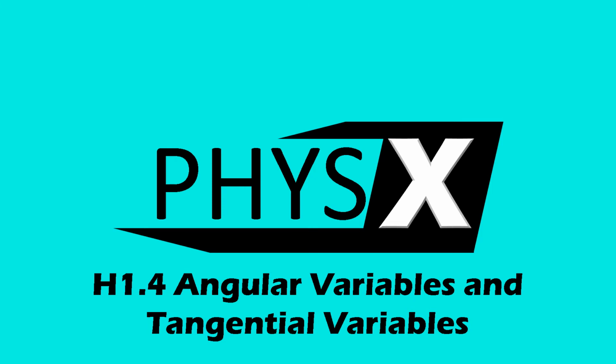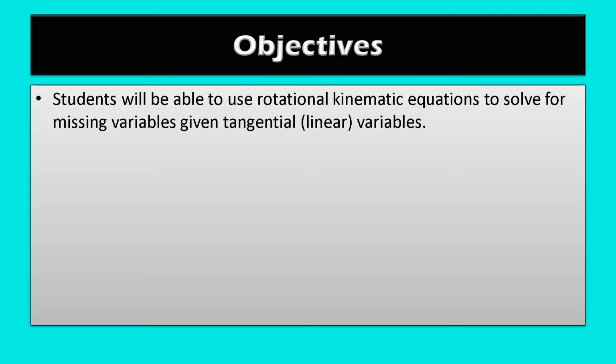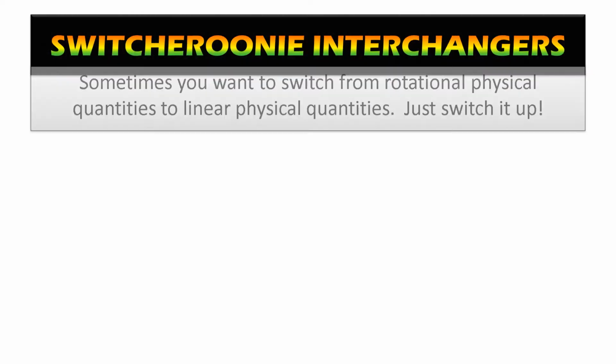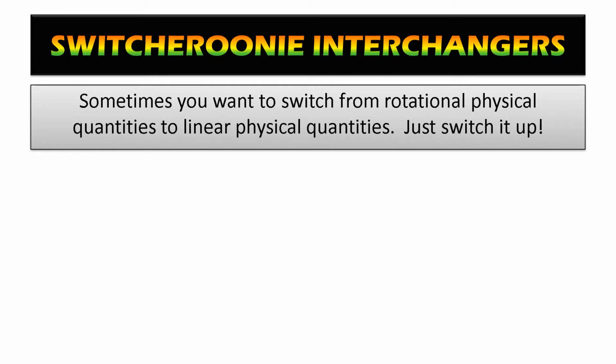Hi, and welcome to H1.4 Angular Variables and Tangential Variables. In this lesson, students will be able to use rotational kinematic equations to solve for missing variables given tangential or linear variables. And we're going to do that by using what I like to call Switcheroonie Interchangers. Sometimes you want to switch from rotational physical quantities to linear physical quantities. Just switch it up. It's that easy.